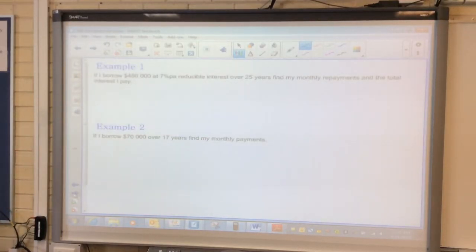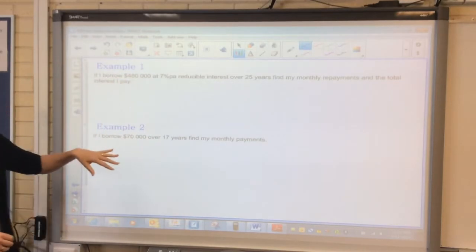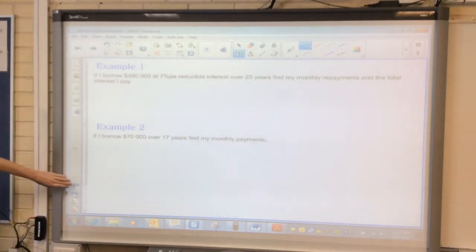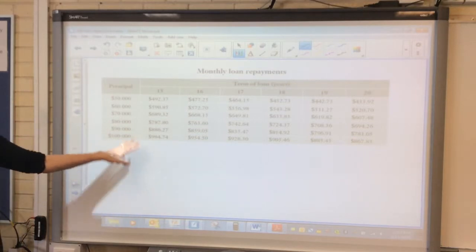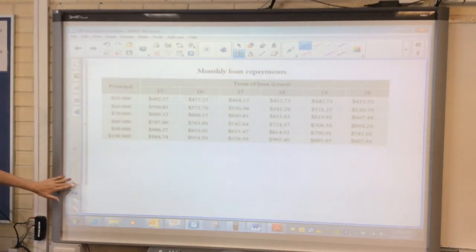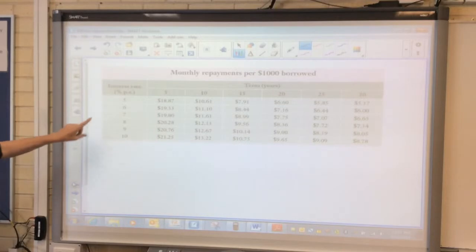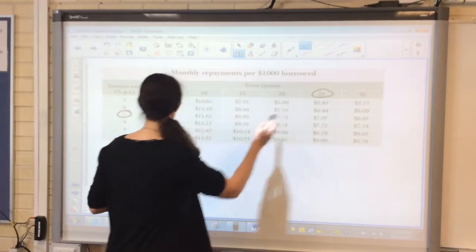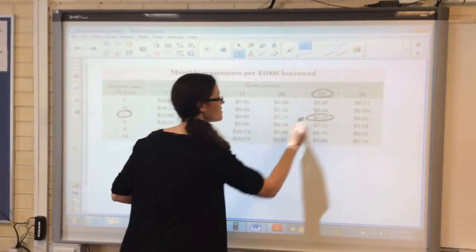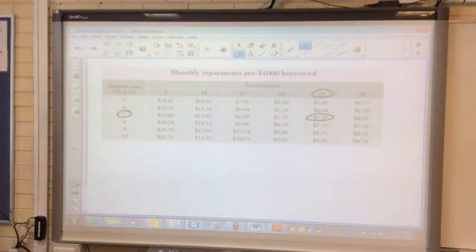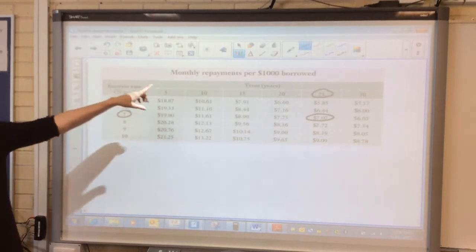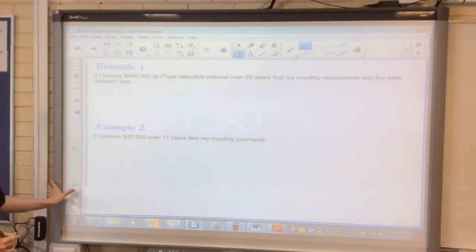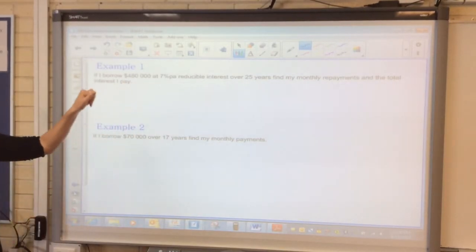First one, I'm going to borrow $480,000 at 7% interest over 25 years. I'm going to find 2 things, the monthly repayment and the total. So 7% and 480,000. This one's not going to help. It doesn't have 480,000, so I'm going to have to use this one. I'm going 7%, and it was over 25 years, which gives me this number here. So I have to pay $7.07 every month if I borrowed $1,000. But I borrowed $480,000. What's that?